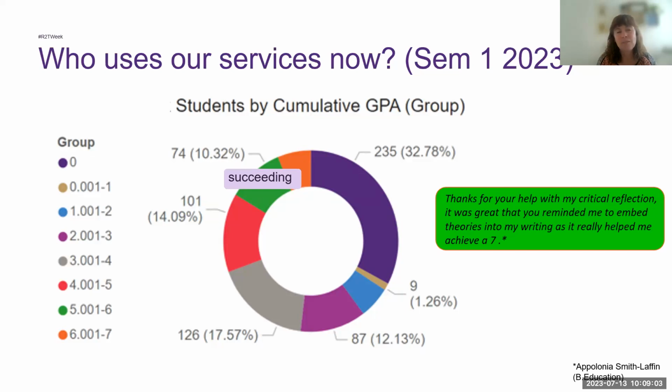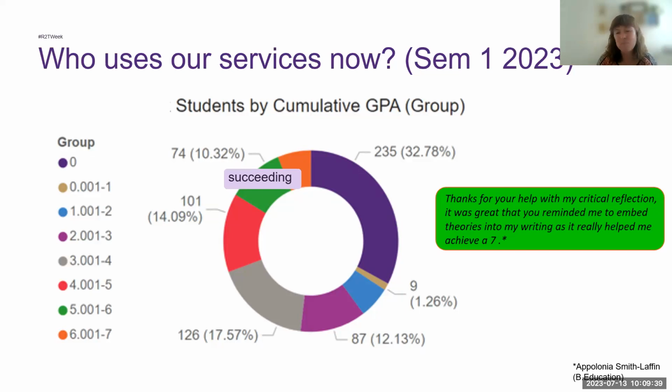So what we can see from all of these is that we're helping students to express themselves, to cope with their workload, to break it down, to scaffold it, and we're doing it in a really supportive way. We're not doing the work for them, we're helping them to understand what they need to do to achieve at the level. So in this comment here, reminded me to embed theories. That's a simple thing, saying, let's look at the criteria. Let's look at what you've got. Oh, the criteria mentions the use of theory. Have you done that?